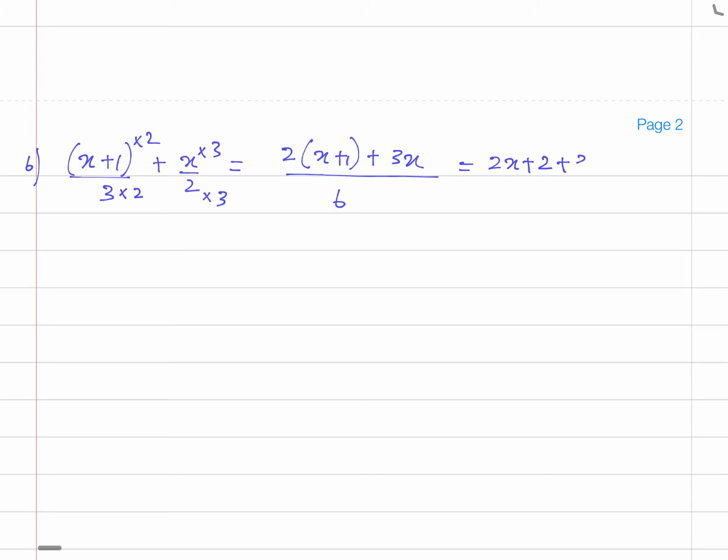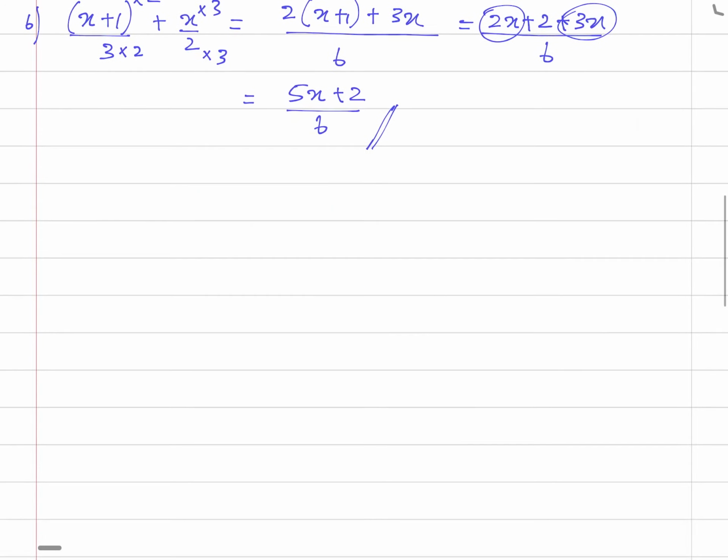(2x plus 2 plus 3x) divided by 6. 2x and 3x are similar terms. So it's going to be (5x plus 2) divided by 6. And that would be the answer to that question.